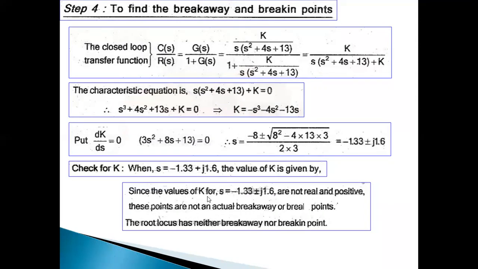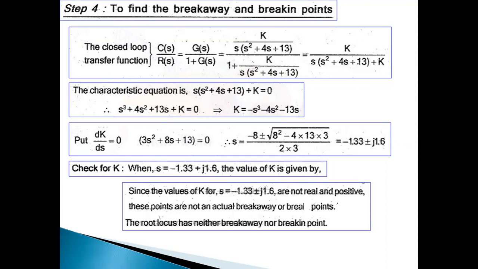Since the k value is complex and not real and positive, and k must always be a real and positive value, if it is a complex value or a negative value, it is not valid. Gain cannot be a negative value. Gain cannot be a complex value. So that means there are no breakaway points or break-in points. No need to calculate this one.